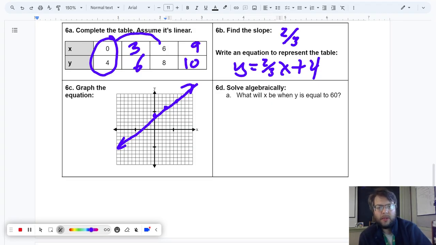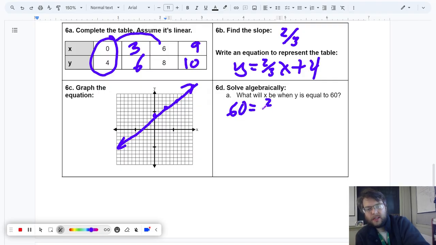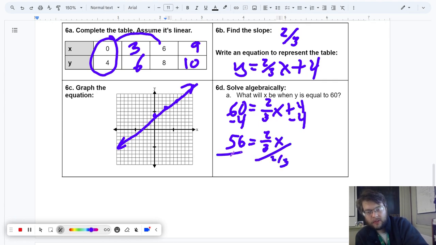Solve algebraically. What will x be when y is equal to 60? Replace y with 60 and go from there. First we minus 4 from both sides. So 56 is 2/3 x. Then you divide both sides by 2/3.